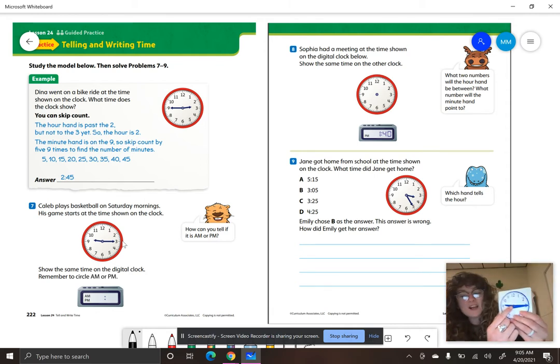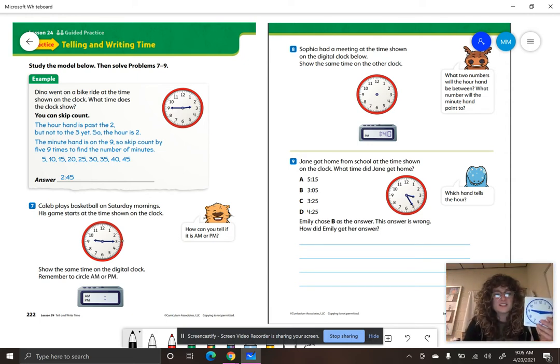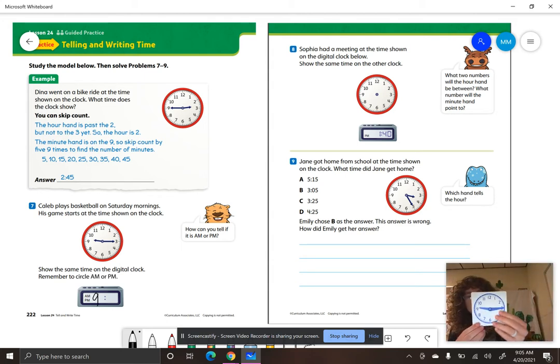All right, our hour hand is the short hand. It is just past the 9, so it's between 9 and 10. With the hour hand, we always go back to the smallest number. So our hour is 9. So on our digital clock, remember, we start with our hour. So it is 9. Now our minute hand is our long hand.